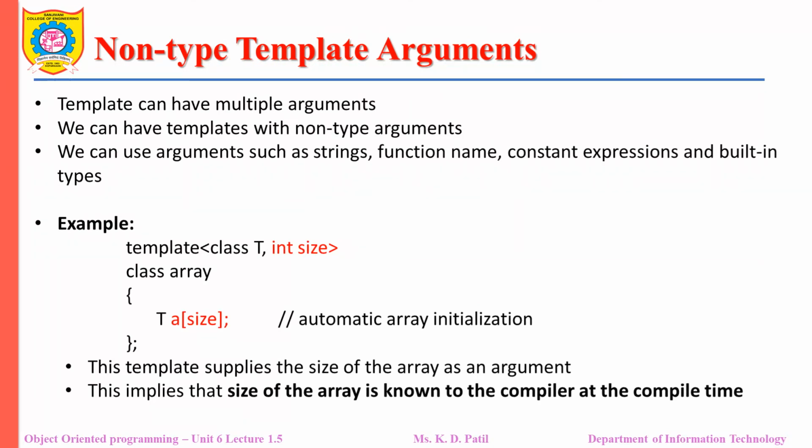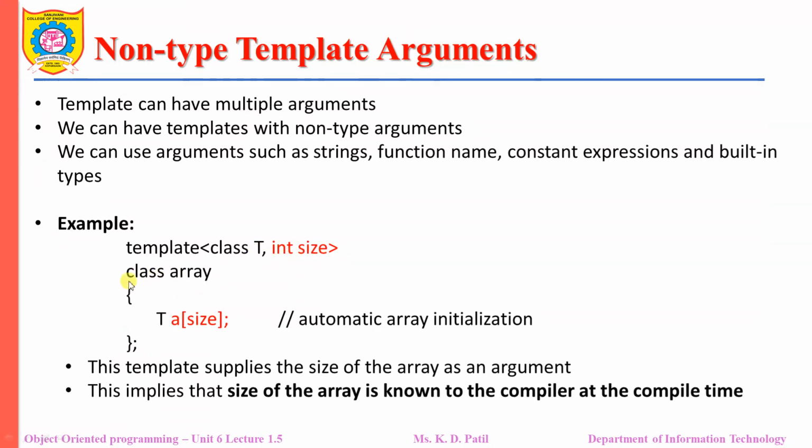Let us see the non-type template arguments. As we have already learned, a template can have multiple arguments. With those multiple arguments, we can also have templates with non-type arguments. We can use arguments such as strings, function names, constant expressions, and built-in types instead of the template argument. Here is the example. Here in the template statement, we have class T as our template argument, but with that we have a non-type template argument, that is integer size. So we can do that also.